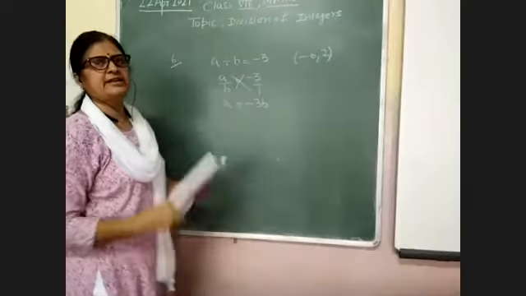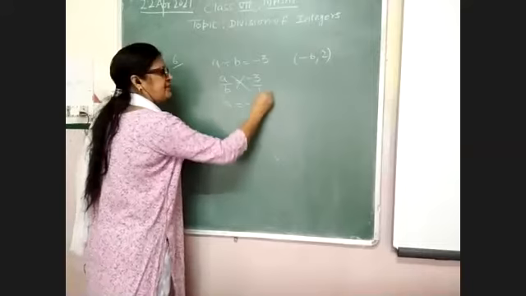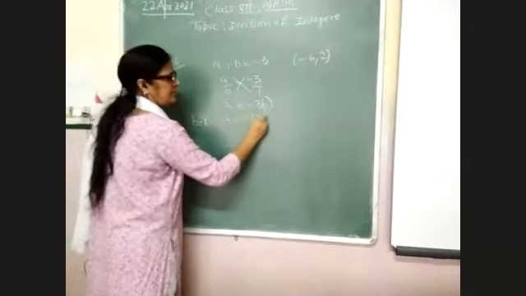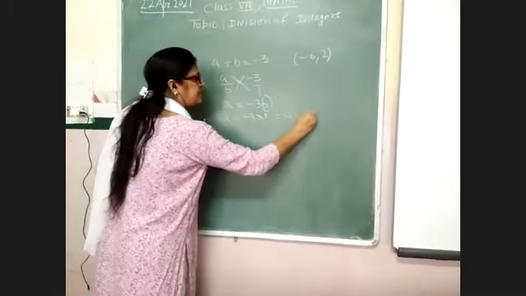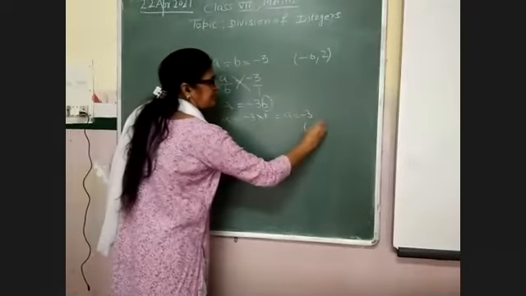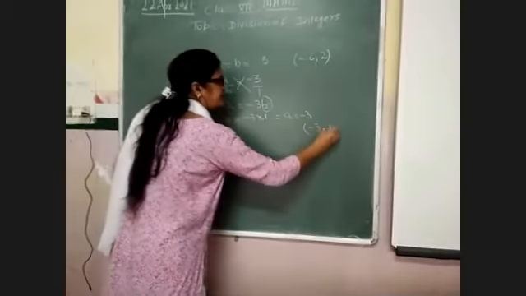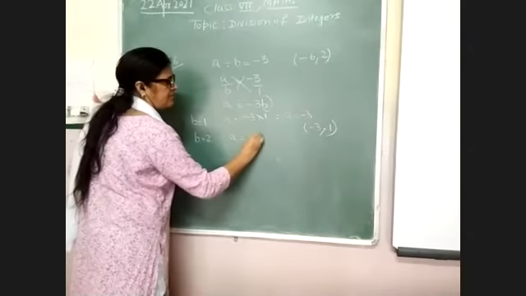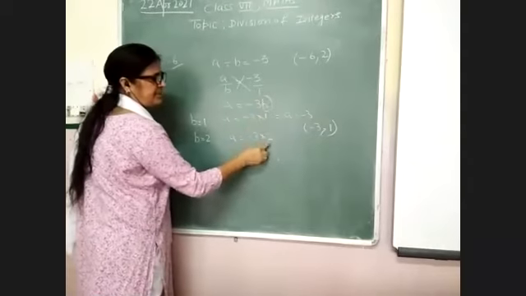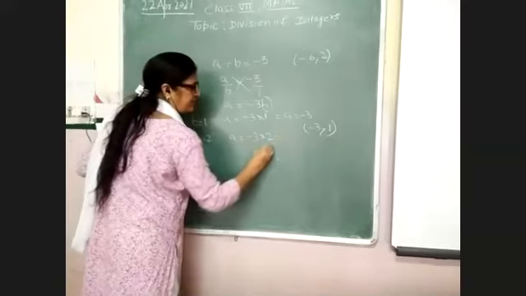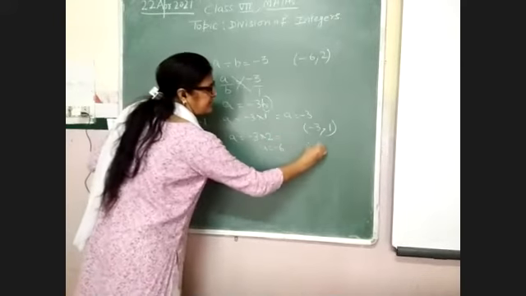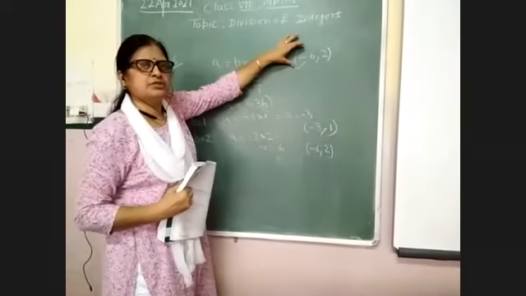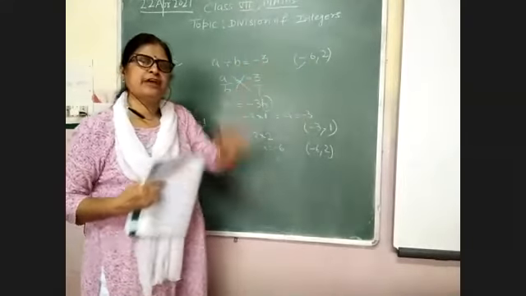Then how will you find the values now? When you put B equal to 1, then A is equal to -3 into 1, A equal to -3. Then your first pair is A is -3 and B is 1. Now when you put B equal to 2, then A equal to -3 into 2, A equal to -6. Your second pair is -6 and 2, which is given to you. Already it is given in the question. You have to write down the 5 pairs only.